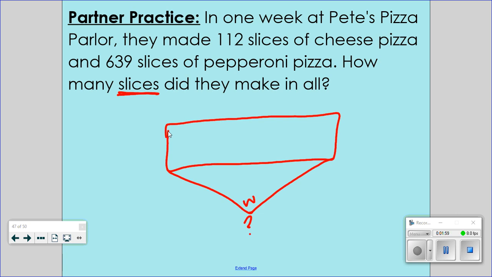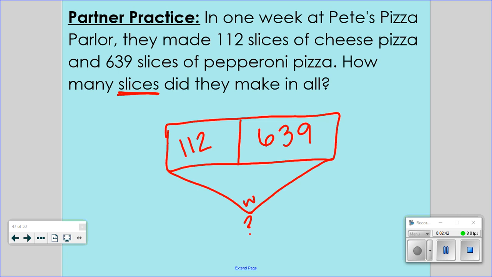Miranda, what's one thing that I know? You know that in 1 week they made 112. I know they made 112 slices of cheese. So here's my cheese section, and I'm going to write 112 in it because that's the amount of cheese. What else do I know? Arwen? You know that they made 639 in that same week. Yeah, I know in that same week, they're also making pepperoni. So I'm going to stick it right next to my cheese slices, but in its own space because cheese and pepperoni aren't the same thing.